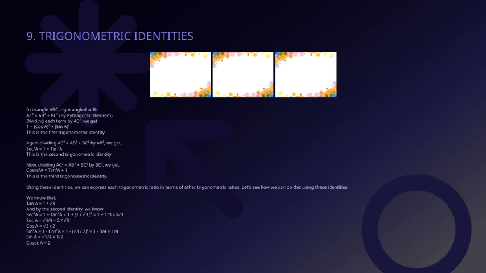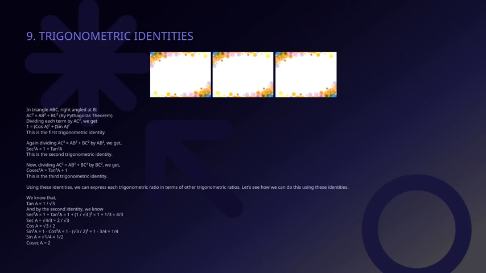Then, if we divide the original Pythagorean relation by AB squared, we arrive at sec squared A equals 1 plus tan squared A. This is our second important identity, connecting secant and tangent. Similarly, dividing by BC squared gives us cosec squared A equals cot squared A plus 1, which is our third identity. Using these identities, we can express various trigonometric ratios in terms of each other, which is very powerful.